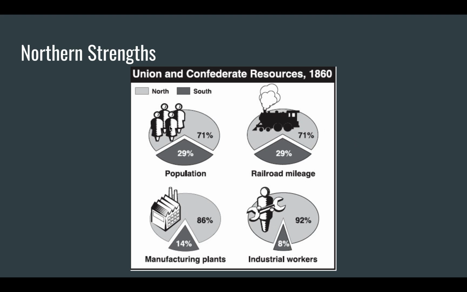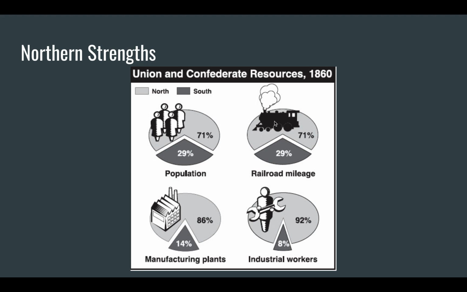In the North, 71% of the population lives in the Union, and 29% lives in the Confederacy. So 71% of the population. So basically, we've got 7 men to every 3 men fighting in the war, okay? If you want to look at it that way. So if you got a street fight and 7 guys are fighting against 3, generally those 7 are going to win.